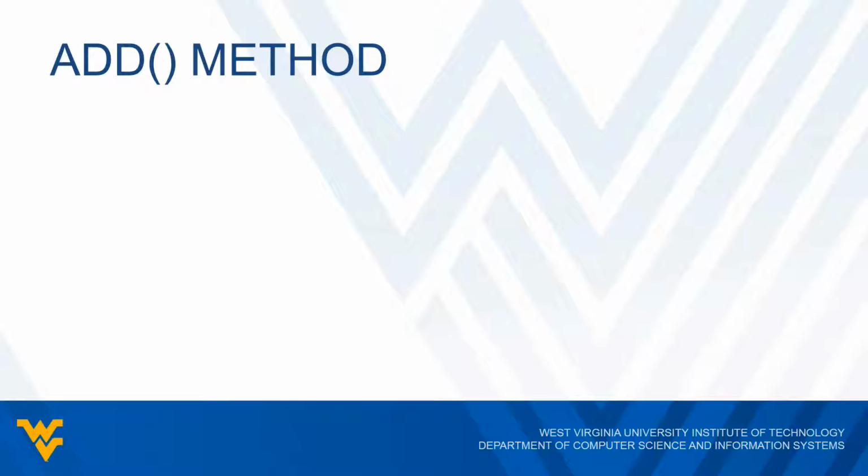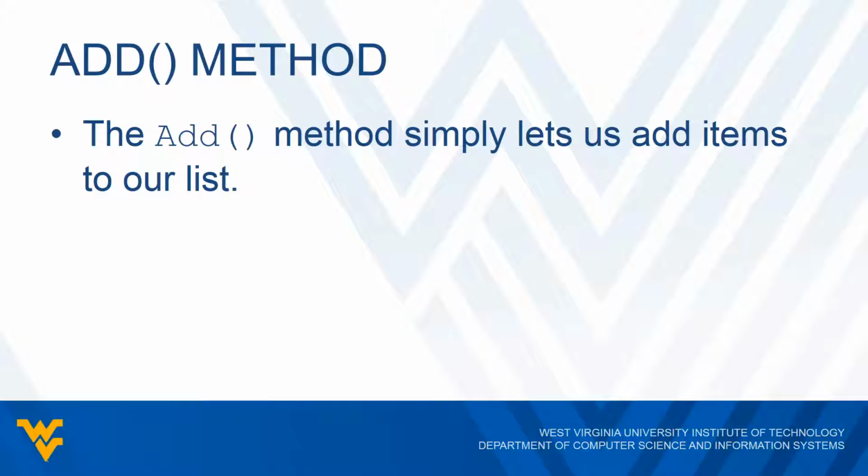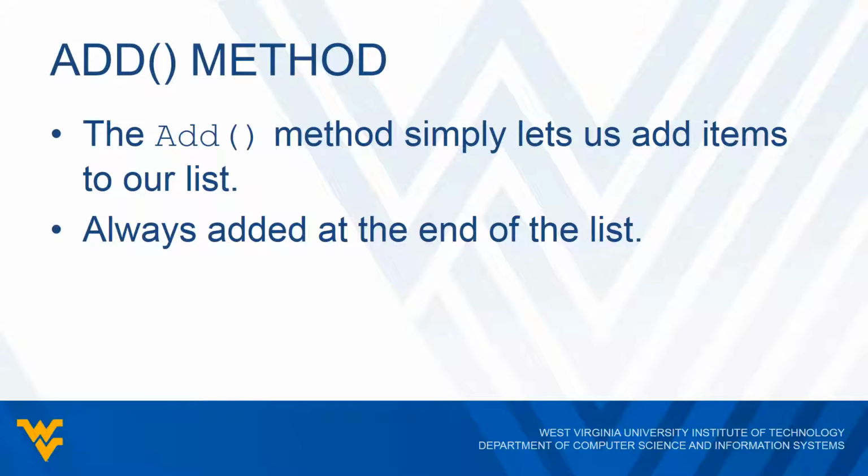The first method we'll look at is the add method. This method just lets us add the items to our list. Now the way this works is we would add the item at the end of the list. We don't add it in the beginning. We don't add it somewhere in the middle. We can't choose where it gets added. It's always added at the very end of the list.